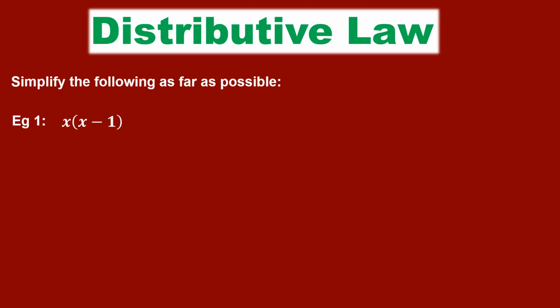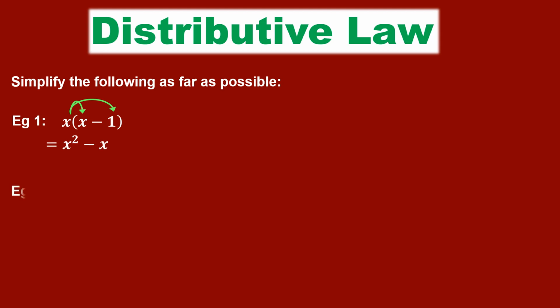Today we're going to look at the distributive law. What that means is I'm going to distribute, I'm going to share things into the bracket. So we need to simplify the following expression as far as possible: x times (x minus 1). All that means is we're going to distribute, we're going to share that x to both things in the bracket. So x times the first, and the x must go to the second as well. So x times x is x squared, and x times minus 1 is just minus x.